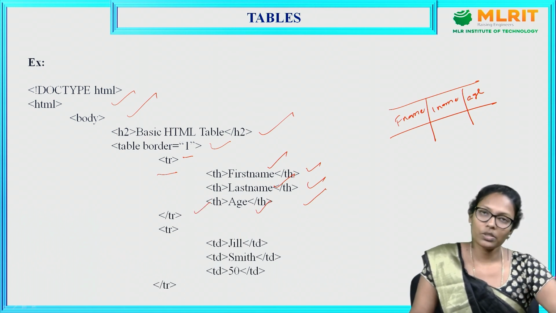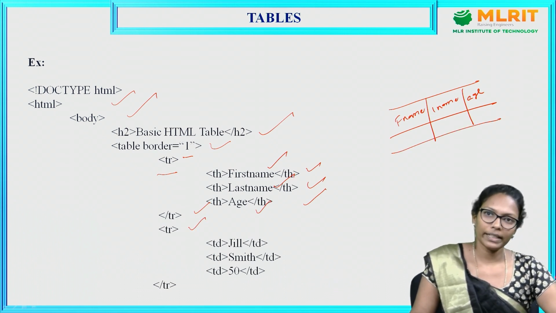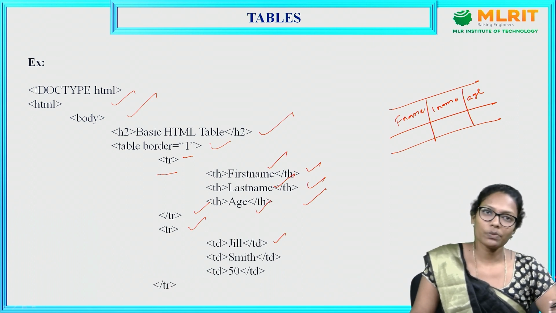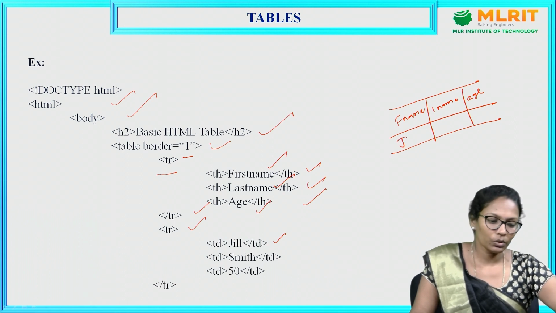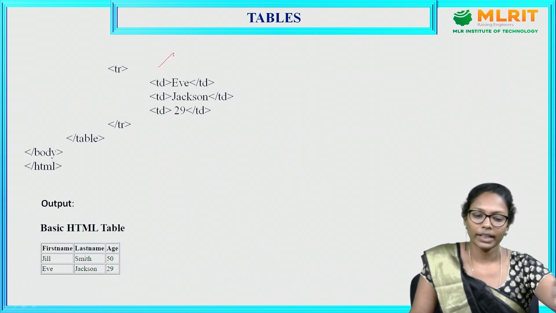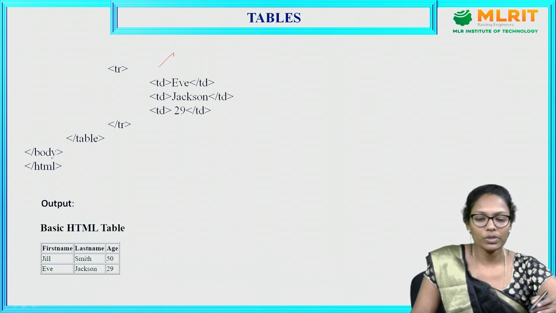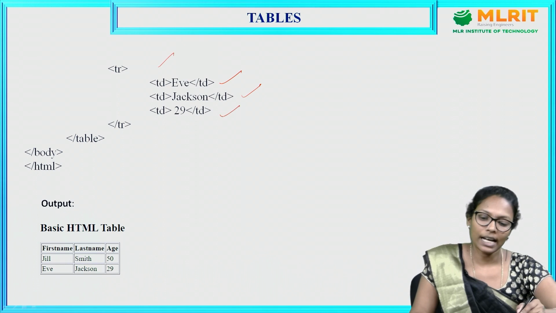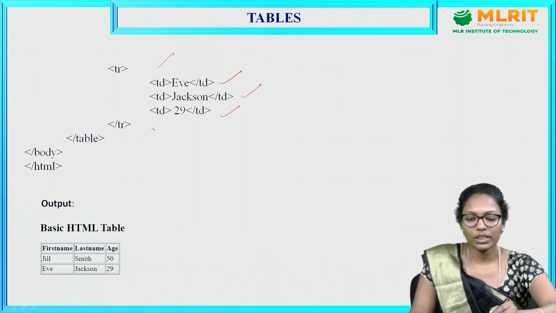Next I am closing this row and then opening one more row. Now I am using td, so all these details will be displayed as normal text. The first name is Jill, the last name is Smith and the age is 50. So the second row is over. Again the third row: I am giving the first name as Eve, the last name as Jackson and the age as 29. Then I am closing this row also.